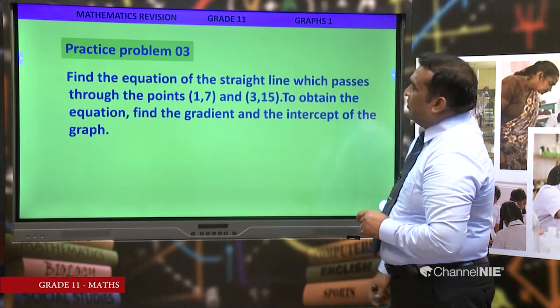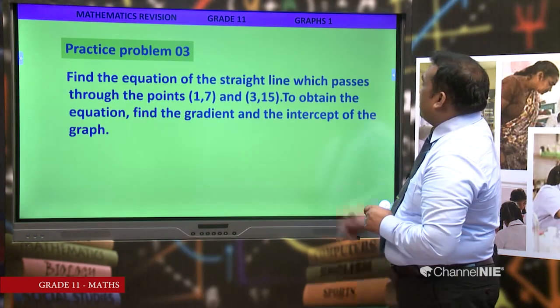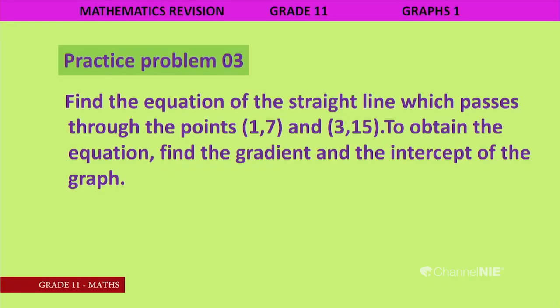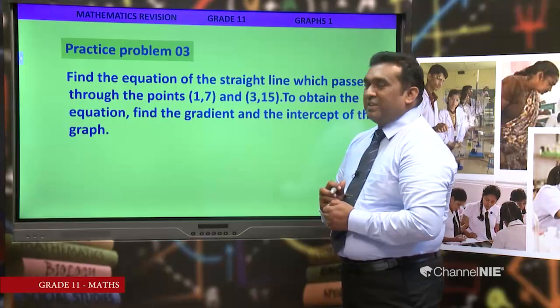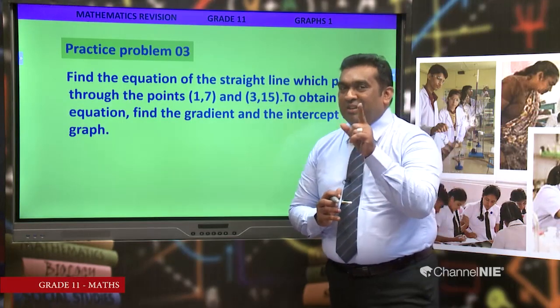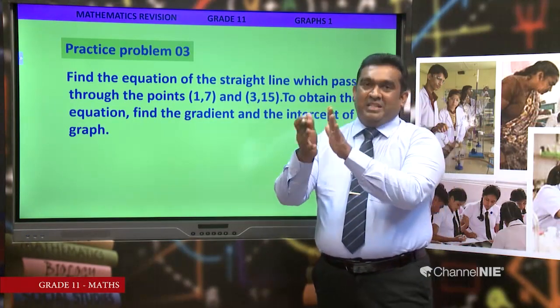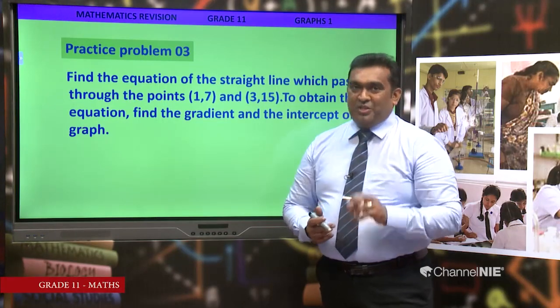Third question: find the equation of the straight line which passes through the points (1, 7) and (3, 15). To obtain the equation, find the gradient and the intercept of the graph. First we have to find the gradient, then you have to find the intercept. After that you can find the equation. The gradient and intercept should be obtained using the definitions.